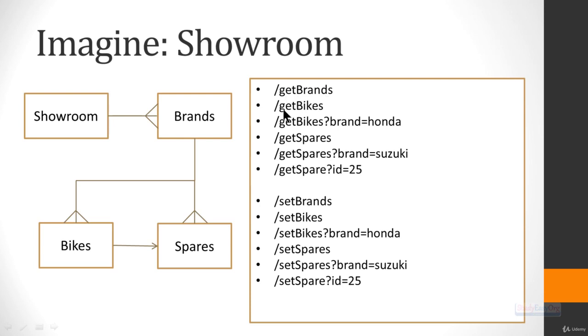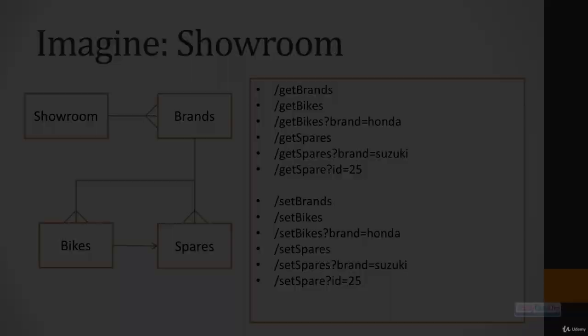Then later down the line we will create get bikes, get spares. Likewise, we also have methods like set brands. So we have get brands, we have set brands. Alright, so this is nice, this is cool. Now let us create a method by the name of set brands, which will handle the post requests.